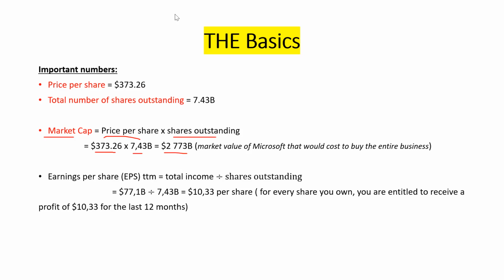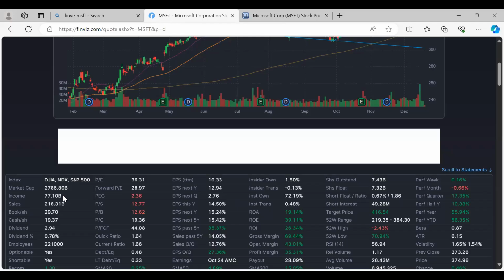So we go back to the FinViz website. You can see market cap or market capitalization. You can see it's 2,786. It will be different from the one you calculated because of the different share price. But currently, 2,786.8 billion is the price you would have to pay in order to buy the whole of Microsoft.